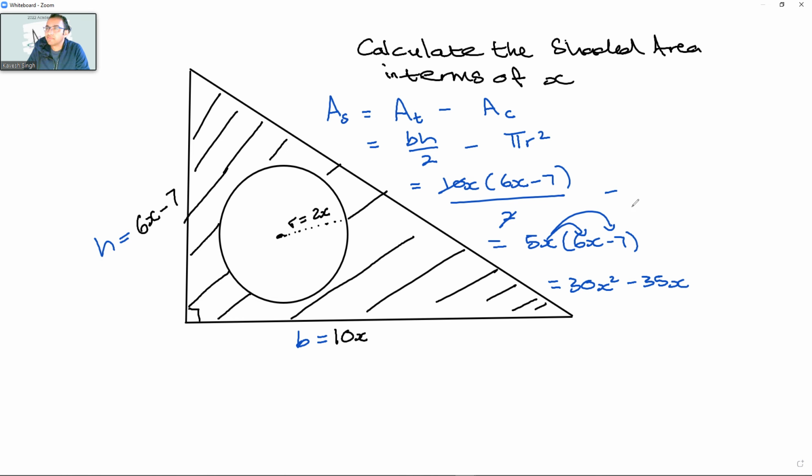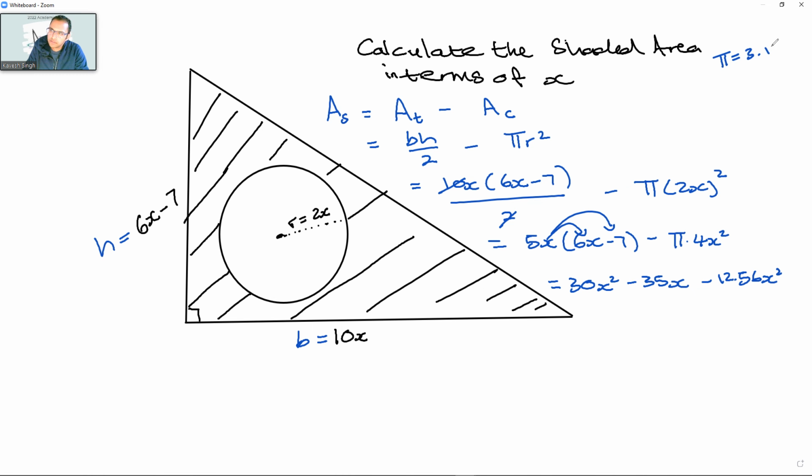Then I have the circle, which has a radius of 2x. So this is going to become pi times my radius, which is 2x, squared. That's going to be 4x squared. So this is pi times 4x squared. Now I can work this out. I can also use 3.14 as pi, and if I do that, I'll get 12.56x squared, assuming that pi is given as 3.14.